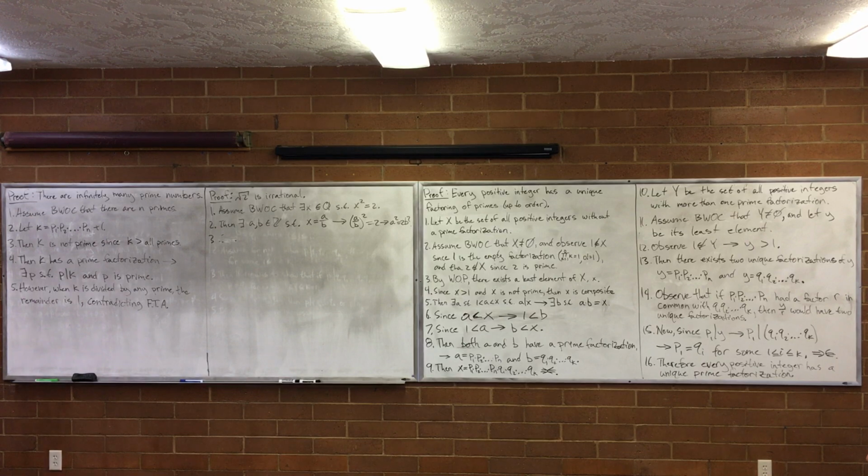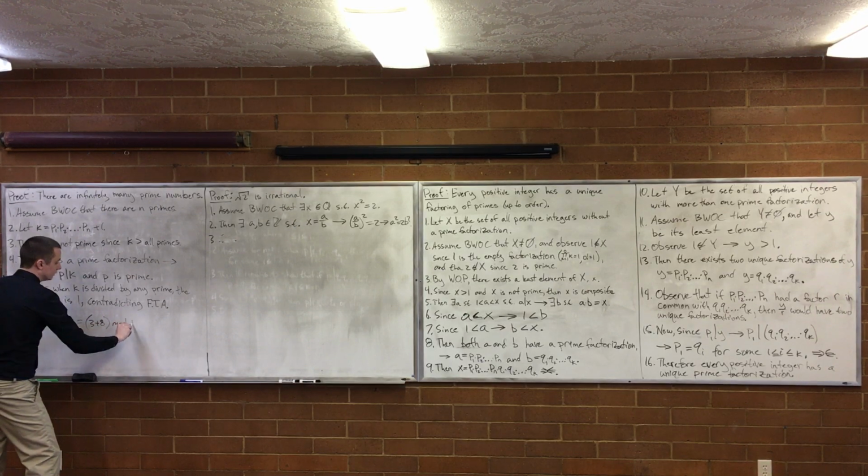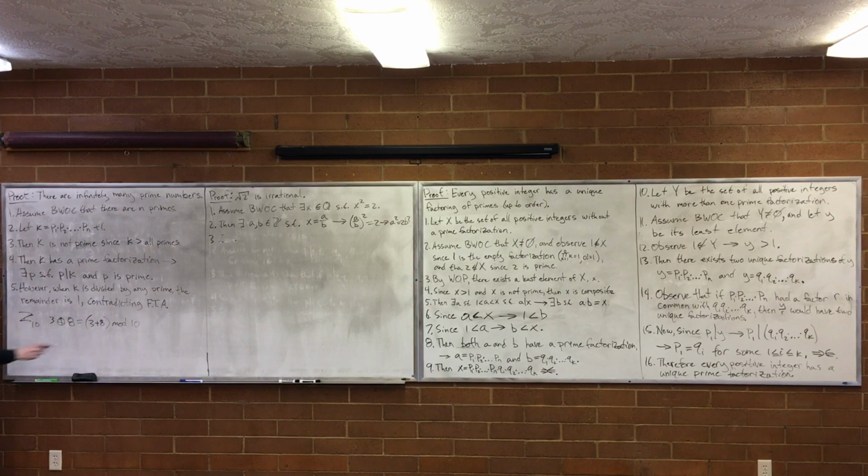Right. So it depends on the Z you're in, but assume that you're in Z10. Then 3 plus 8 is equal to 3 plus 8 mod 10. Where, remember, what is mod 10? It's the remainder after you divide by 10. So 3 plus 8 is 11. What's the remainder of 11 when you divide by 10? 1. So this is equal to 1.